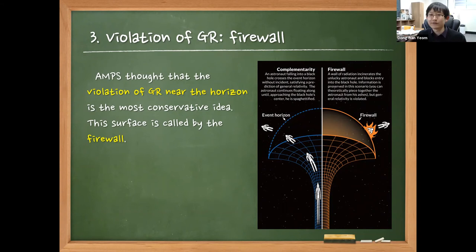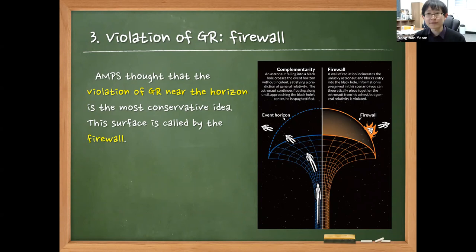Of course, I need to explain number two, but due to the historical reason, let me first consider number three. Number three's assumption was general relativity. If you believe in a violation of GR, of course, general relativity was a well-established theory. So violation means violation inside the horizon. If you assume the violation of GR inside the horizon, then in the original complementarity picture, an astronaut falls into the black hole. But if there is a firewall and GR is violated near the horizon, then this astronaut, I don't know what will happen, but will be killed or will die in the fire.